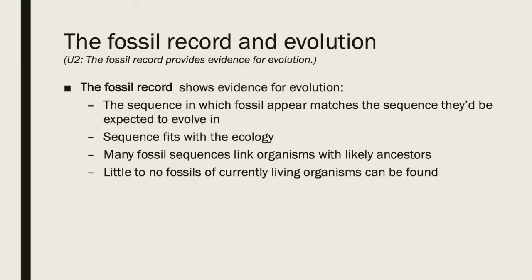Finally, and probably the most interesting or most powerful evidence given from the fossil record, is that little to no fossils of currently living organisms can be found within the fossil record. So what does that mean? We see fossils of several organisms within the fossil record, but almost none of organisms that we see currently in the present day. What this indicates to us is that all of the organisms living on Earth at the moment have evolved from different ancestral species, and that's why we only find these ancestral species in the fossil record, not the currently living organisms.